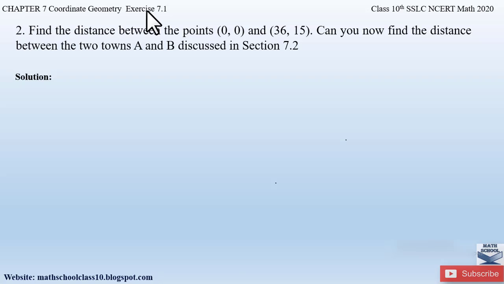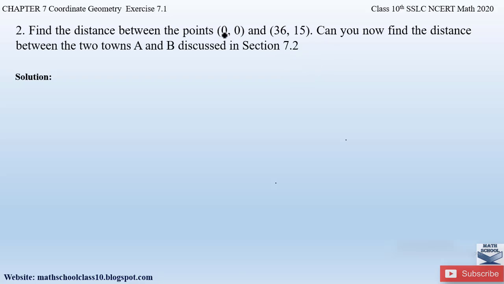Question number 2 from exercise 7.1, chapter 7, coordinate geometry says: find the distance between the points (0, 0) and (36, 15). Can you now find the distance between the two towns A and B discussed in section 7.1? So here let us first find out the distance between the 2 points given here, that is (0, 0) and (36, 15), and then we will come to the second part of the question.